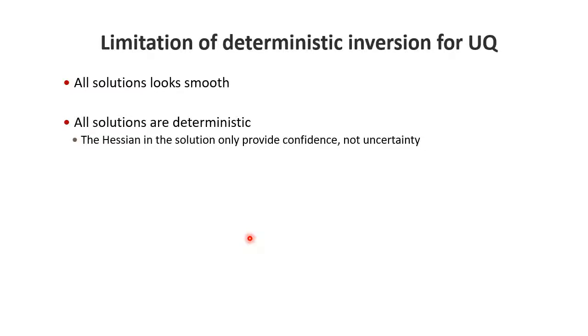So what will come next is that we'll move away from this deterministic inversion, but use the same Bayesian formulation to discuss methods for stochastic inversion.